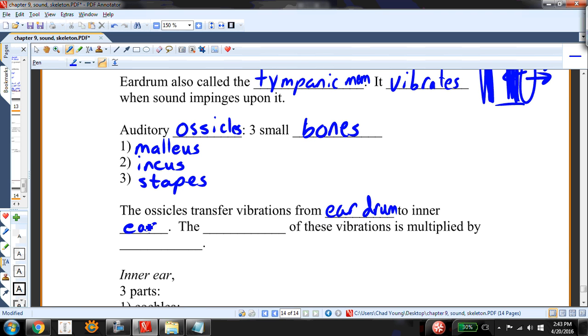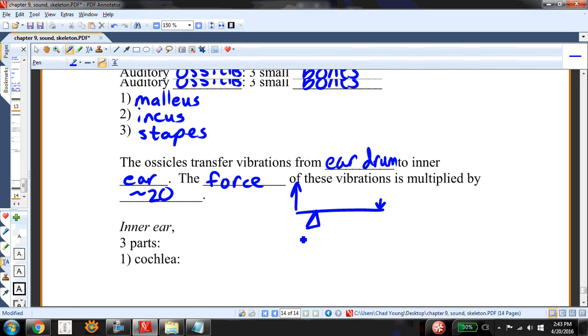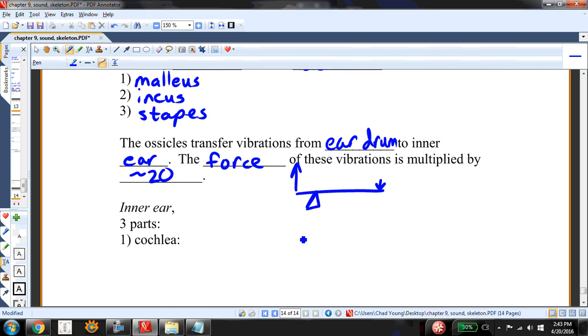And the force of these vibrations is multiplied by about a factor of 20. So they act as a sort of lever, right? Remember, if we have something like this, where if I put a small force down here, I get a big force down here. And your ossicles work very much in that way. They put in a small force from your eardrum, and they put out a force that's about 20 times bigger onto the inner ear.